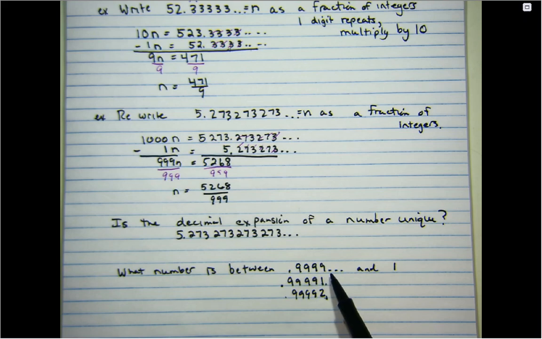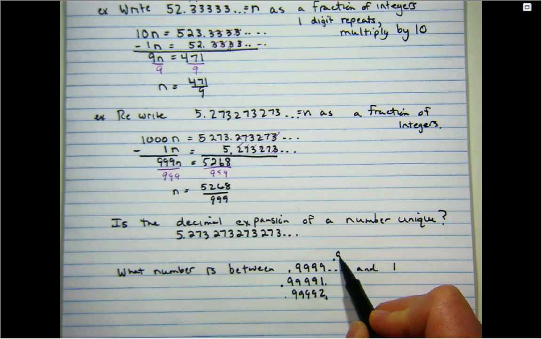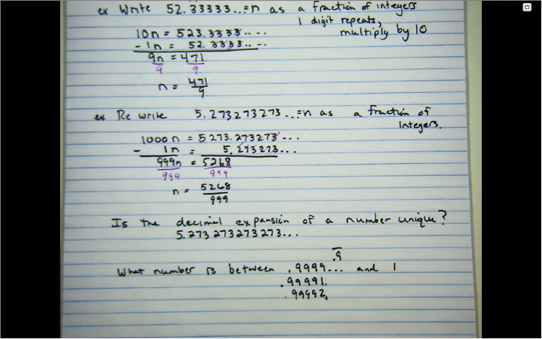How about the 0.9999... compared to the 0.99992? Remember the dot dot dot means this is repeating. So it's 0.9 with a bar over it. Is this number closer to 1 than 0.9 repeating is? No, it's not, is it?